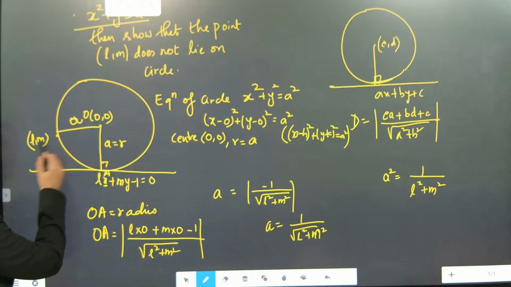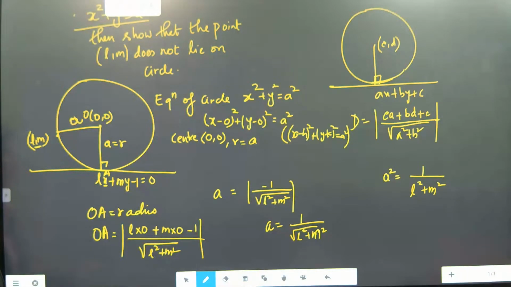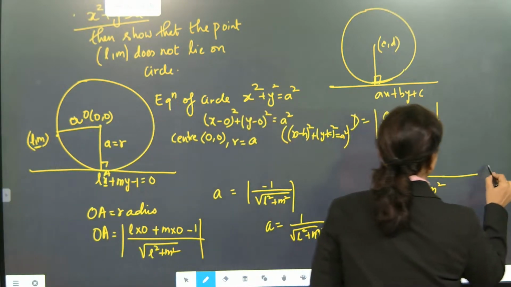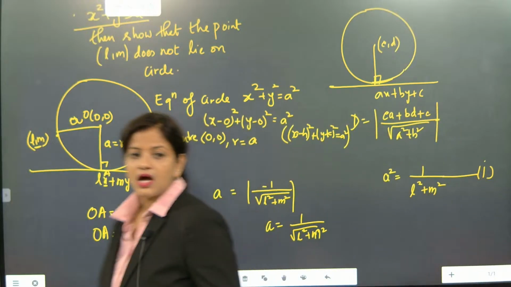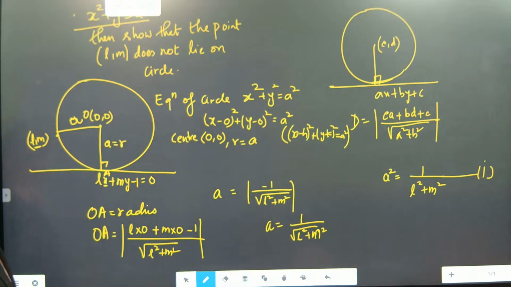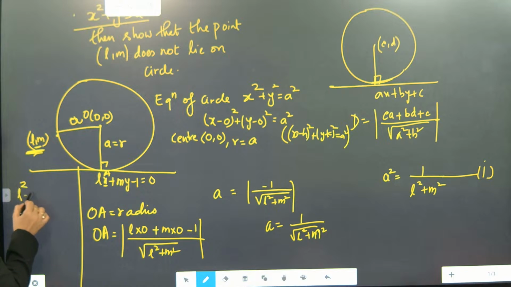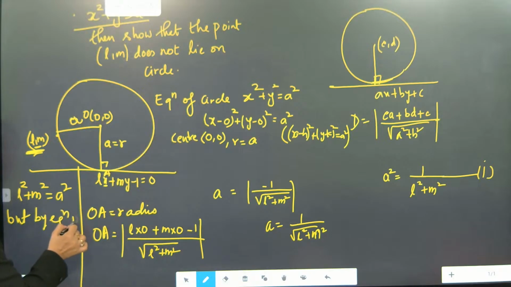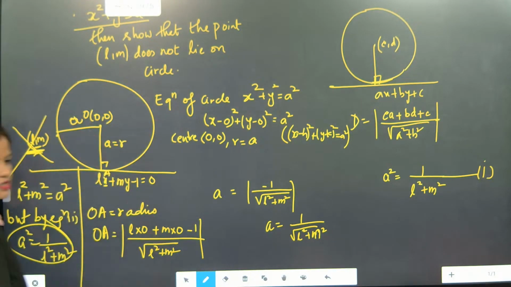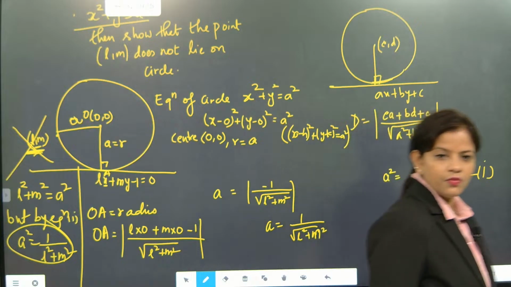Because see, if you find this point on the circle, now we got this equation. We got this equation as 1. According to our statement, if (L, m) is a point on a circle, then by the distance formula, L square plus m square equals a square. But by equation 1, a square is equal to 1 by L square plus m square. So this is not on the circle.